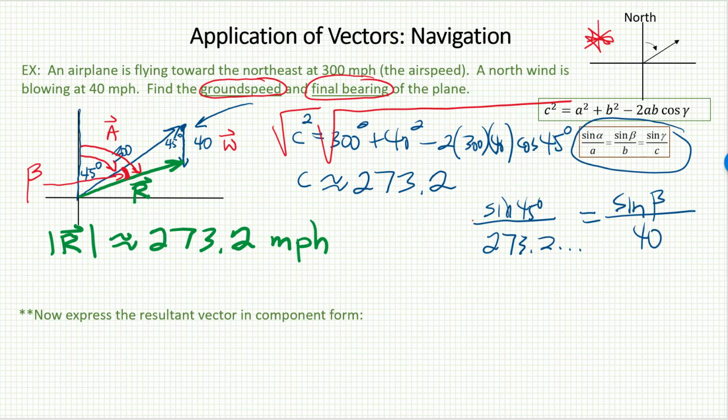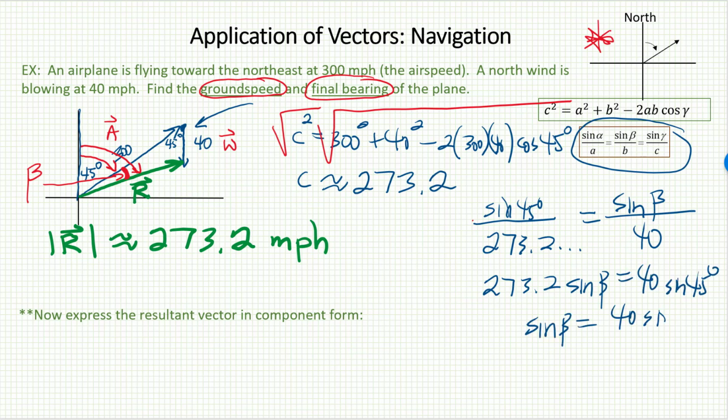Cross multiplying is going to give me 273.2 sine beta equals 40 sine 45. So sine beta is 40 sine 45 divided by that 273 number. And all I would have to do to get beta is the inverse sine of that ratio.